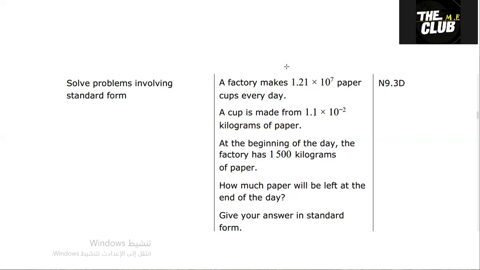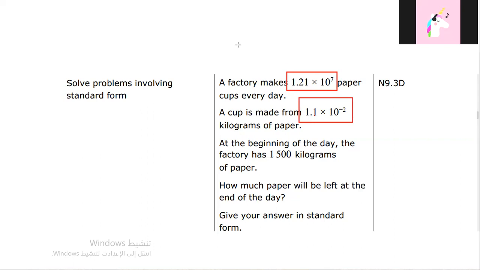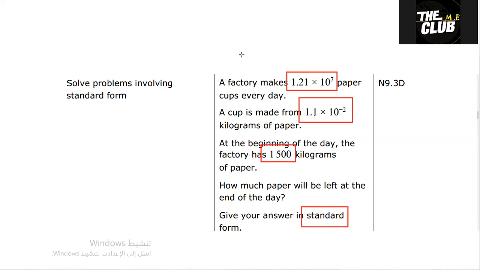First we work out the standard form for the paper, and then we subtract from 1500. A factory makes paper cups every day, and every cup is like this one. I have to multiply these first to know how many kilograms in total per day. Multiply these by each other, and then subtract it from this one. Okay. I'll multiply and subtract, and I'll check how many kilograms are left. Here we can use the calculator, and you have to give it in standard form.